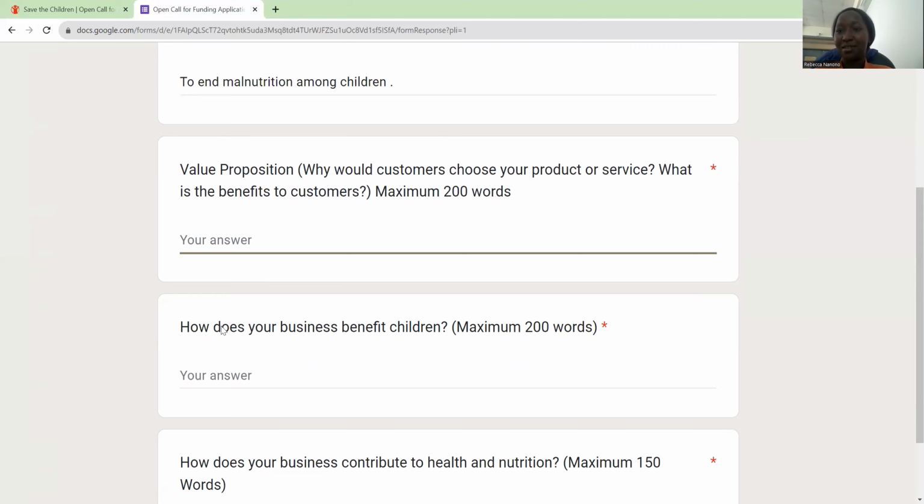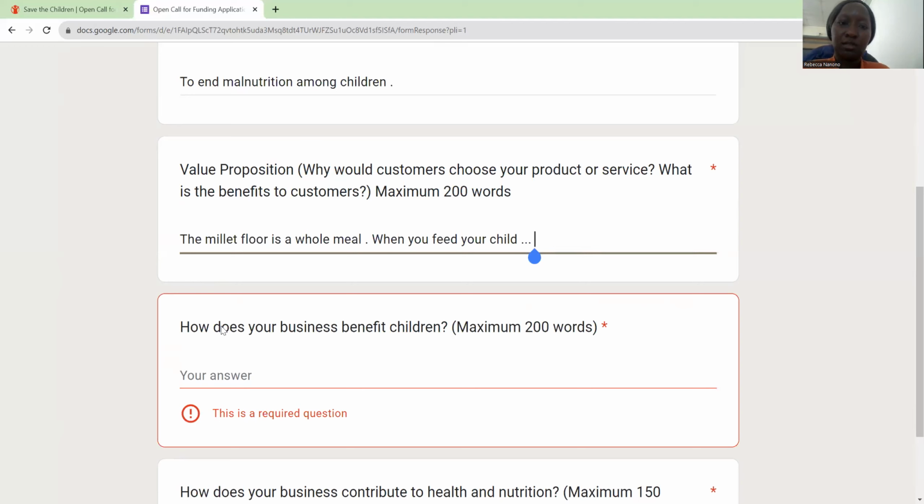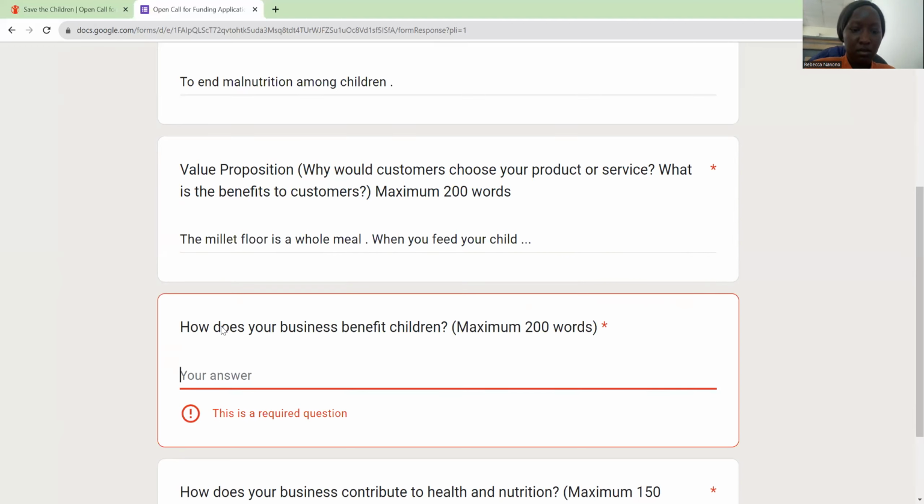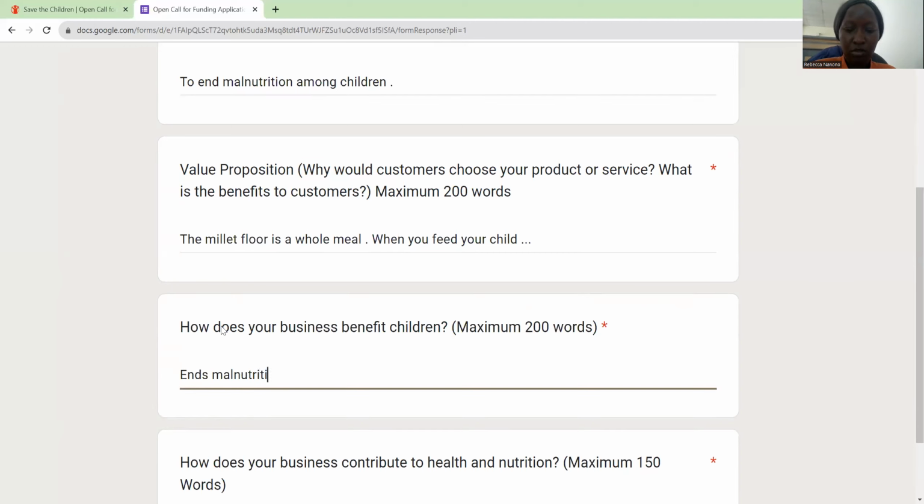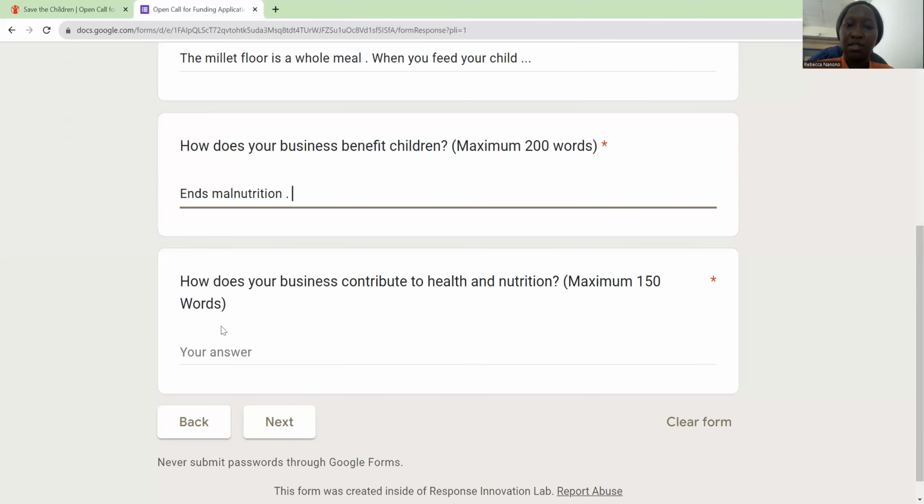For my case, for this example, I think someone would choose this product because that millet flour is a whole meal. Meaning when your child eats millet flour, maybe for porridge, there's no need to maybe buy milk. So also this business is good for nutrition for my children. Make sure, if it's maximum 250 words, you put a minimum of 150 words.